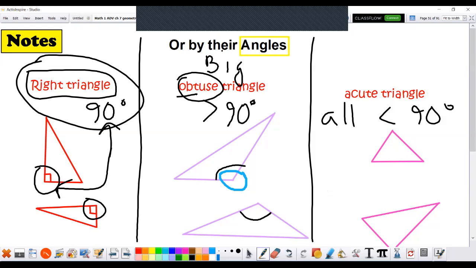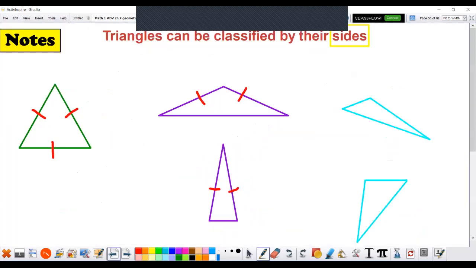If there's an angle bigger than 90, it's obtuse. And lastly over here, if all the angles are small, we call it acute. They're all less than 90. Each one of these angles is small. We just say, oh, it's small and cute. It's an acute triangle. Sometimes we like to describe the triangle based on the sides.